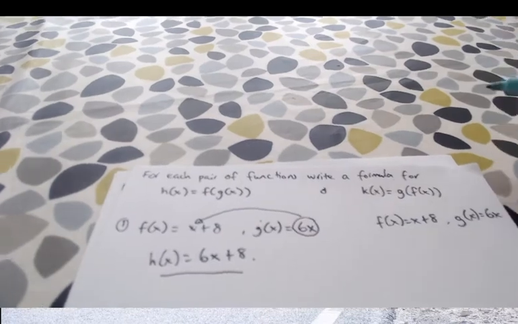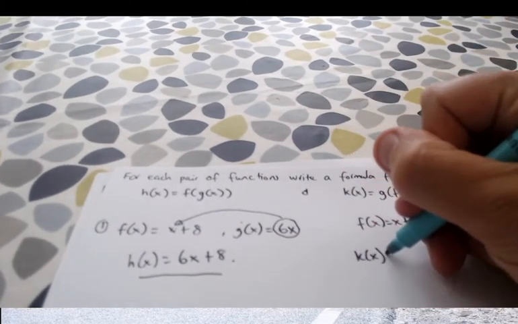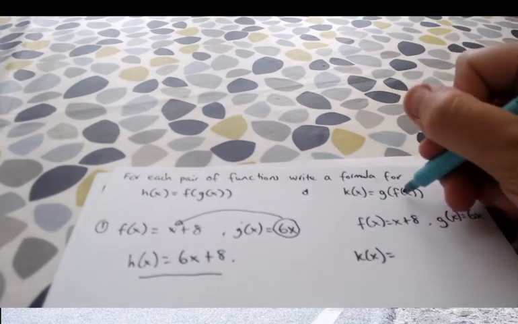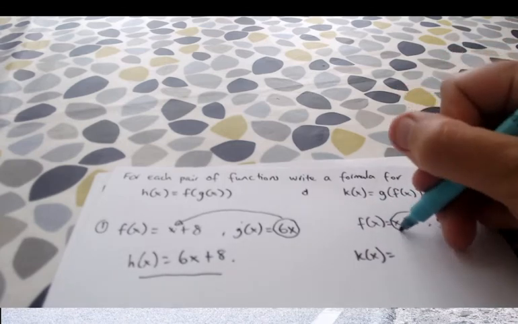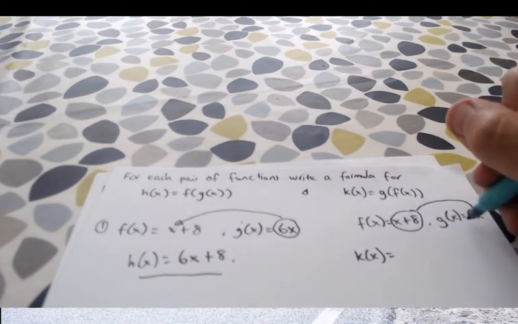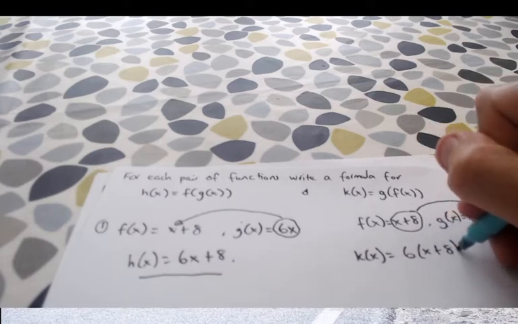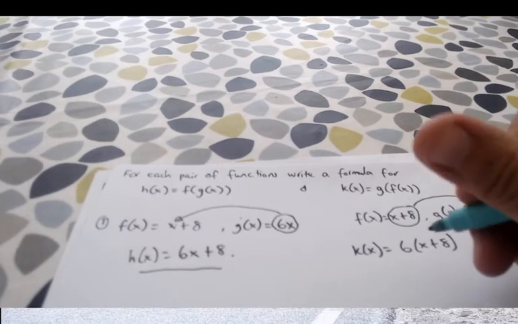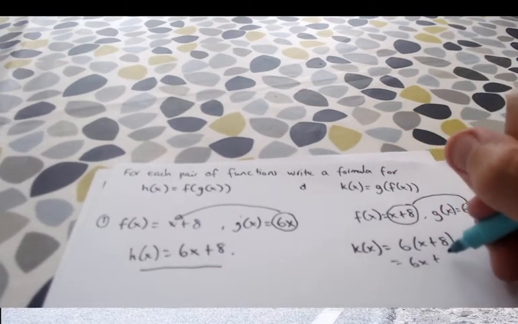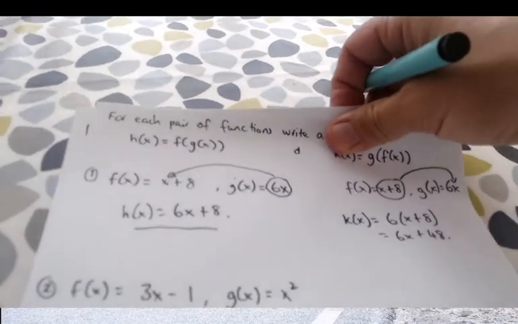Job done. Over on this one, I want g of f of x. I'm going to call this k of x. So g of f of x, the f of x is in the bracket, so it goes in the circle, and it arrows over in place of the x. I'll write this out, so I'd have 6 multiplied by x add 8. Leave it like that if you want, tidy it up if you want, it doesn't really matter to what we're doing. Hopefully you got both of them right.